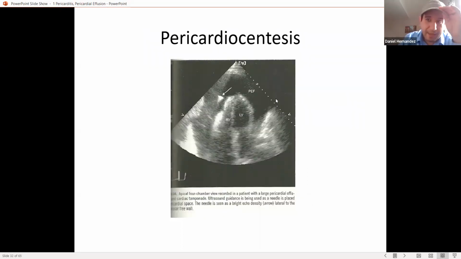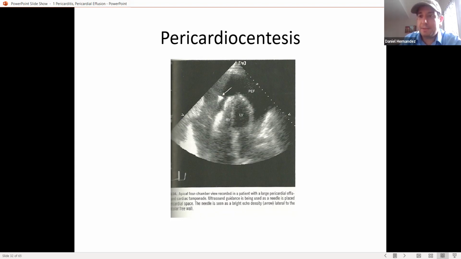Any questions about tamponade or pericardial effusion? So mild would be 1 centimeter or less. Moderate would be 1 to 2 centimeters in diameter. Grade 2 would be considered a large pericardial effusion. Is it circumferential or is it loculated, located in a single area?